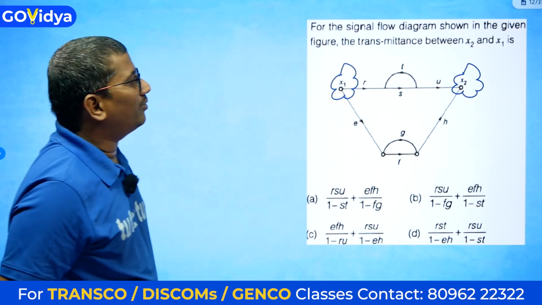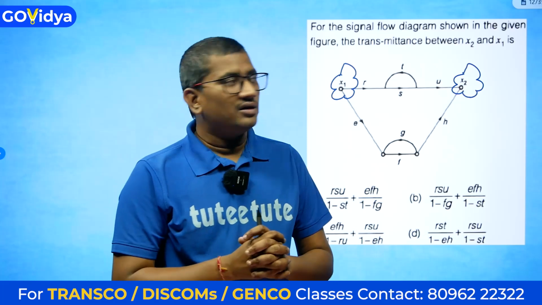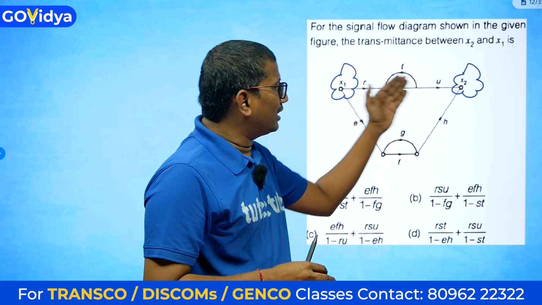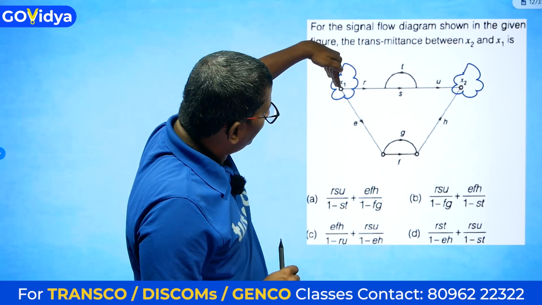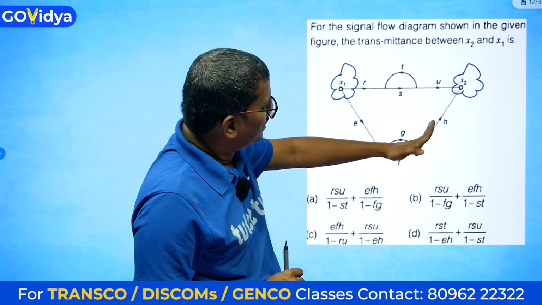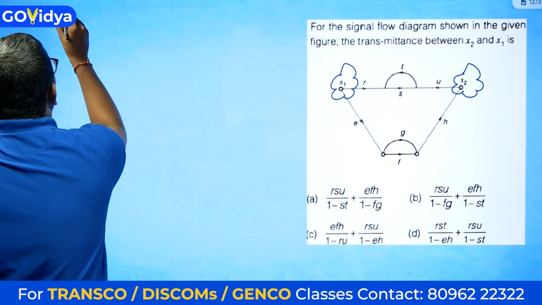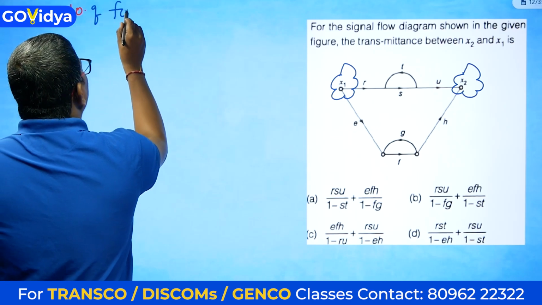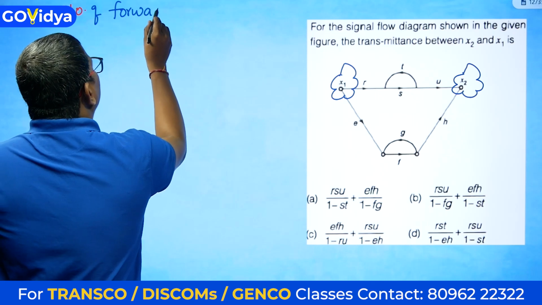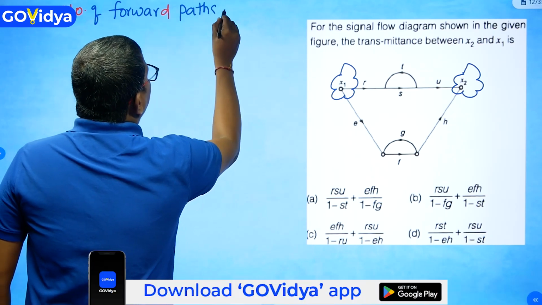Yes. So obviously, how many forward paths are there? We have to identify. So I can say from x1 to x2, this is one forward path. And here also you see x1 to like this, another forward path. Therefore, two forward paths are there. So here, number of forward paths equals 2.